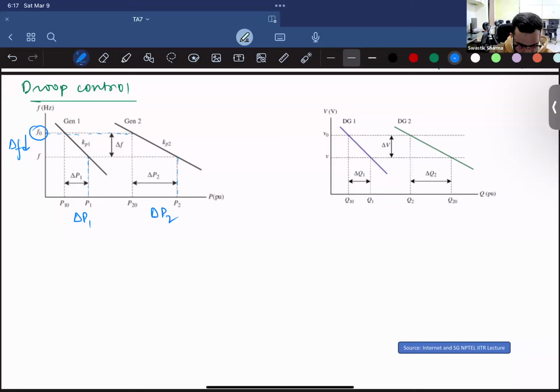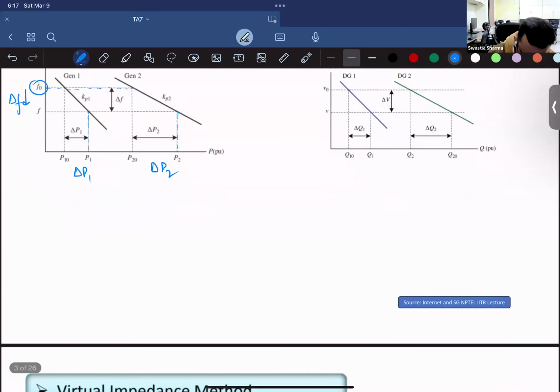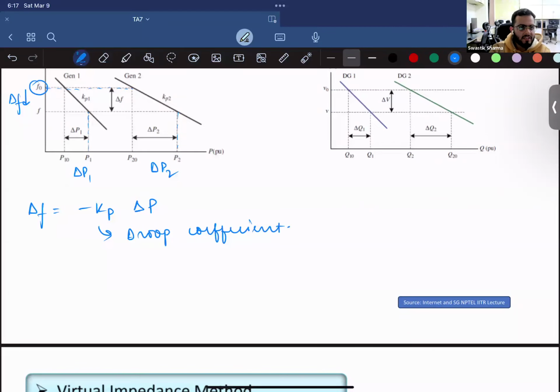Now, if we want to go back to this curve, we want to bring our curves back to our normalized frequency. These power levels are then arranged based on how much the disturbance was caused, delta P1 and delta F, which is calculated using this. Delta F is nothing but minus Kp and delta P. This minus Kp is your droop coefficient. So based on this droop coefficient, you find out the optimal arrangement, the optimal power sharing between the two generators to work at a new frequency level.